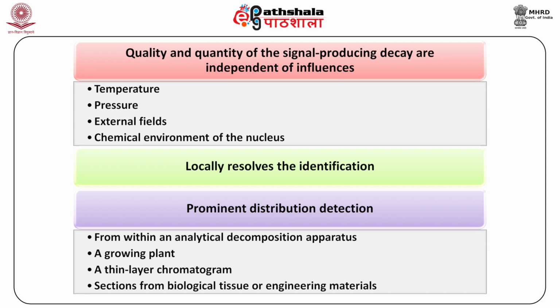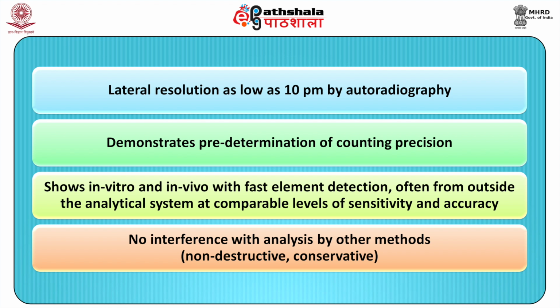Prominent distribution detection, for example, from within an analytical decomposition apparatus, a growing plant, a thin layer chromatogram, or sections from the biological tissue or engineering materials. It has a lateral resolution as low as 10 picometer by autoradiography. It demonstrates predetermination of counting precision.